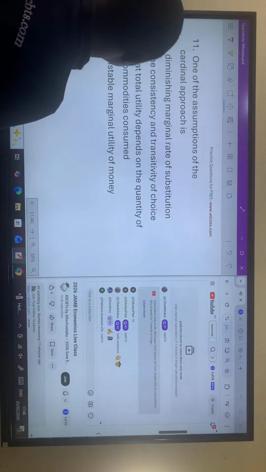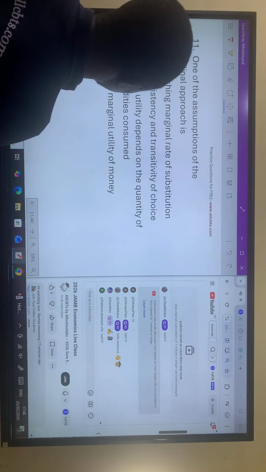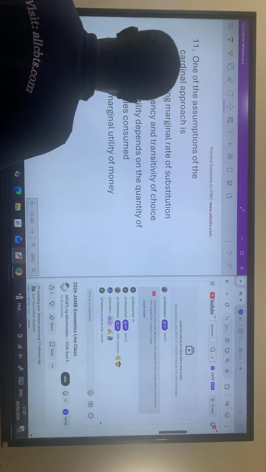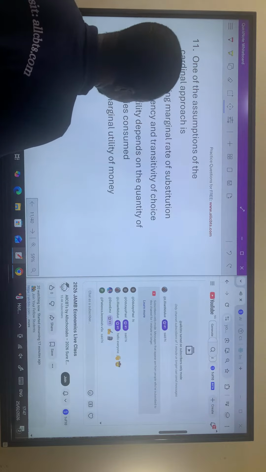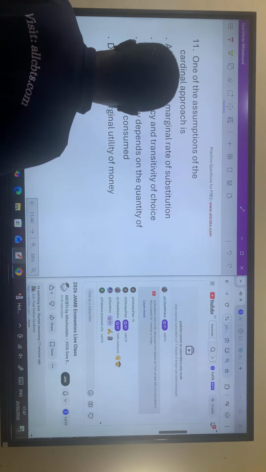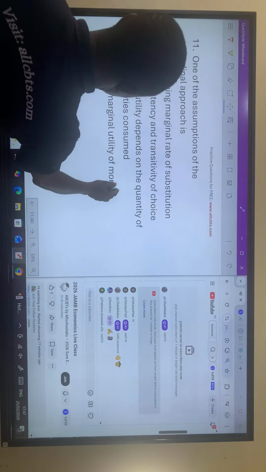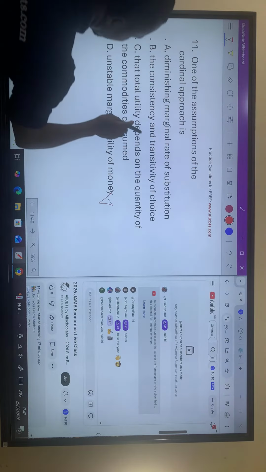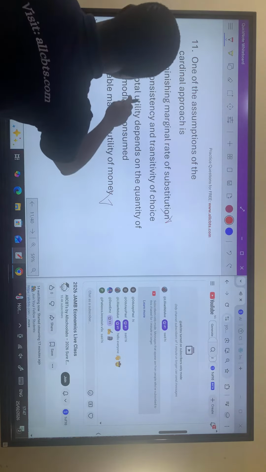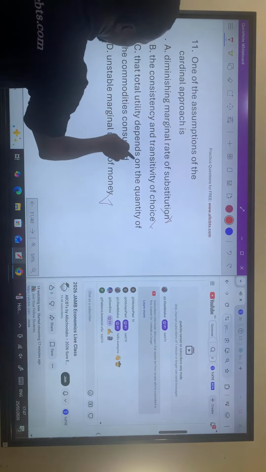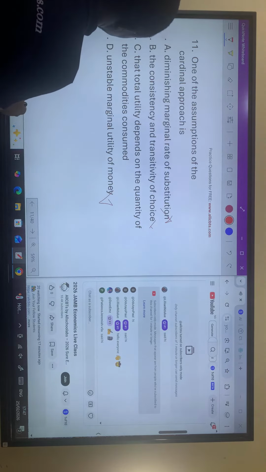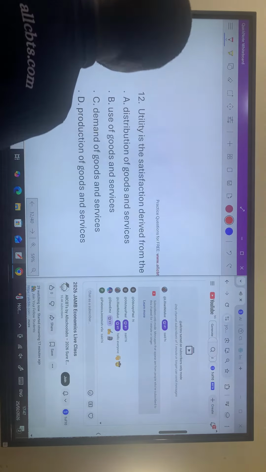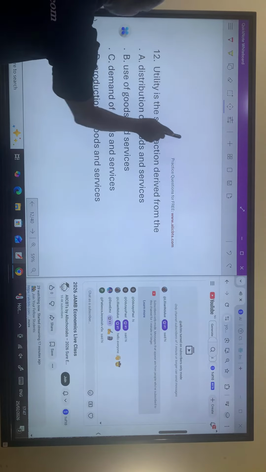One of the assumptions of the cardinal approach is diminishing marginal rate of substitution, is the consistency and transitivity of choice, is that total utility depends on the quantity of the commodity consumed, or stable marginal utility of money. This has nothing to do with this question. Okay? Cardinal approach: diminishing marginal rate of substitution, consistency and transitivity of choice. Total utility depends on the quantity of commodity that is consumed. Okay? C. That's the cardinal point. The next question.